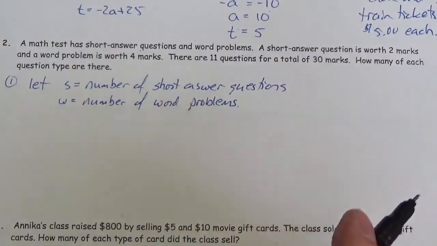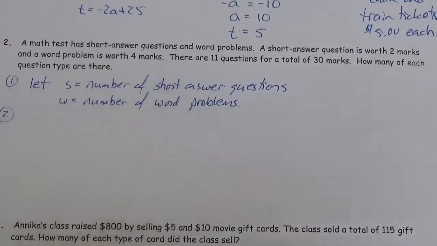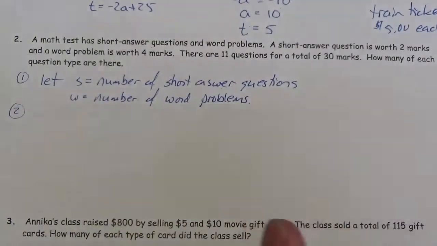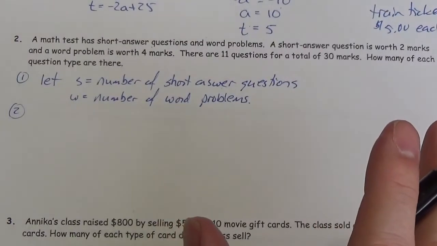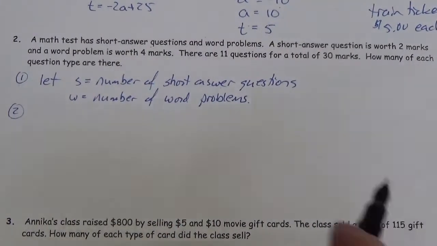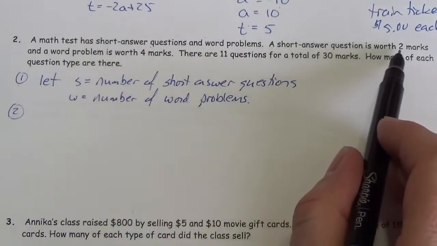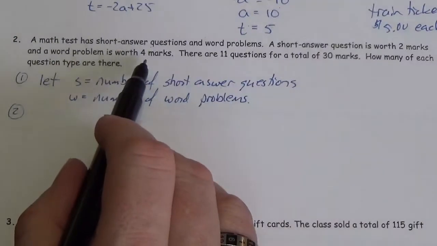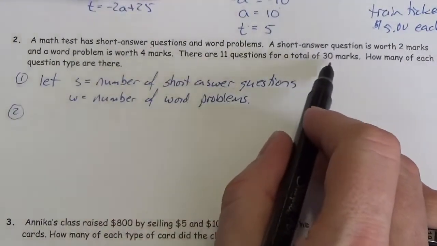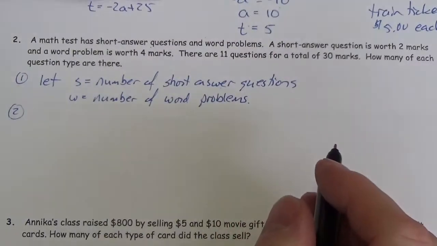Now, in this particular case, when we get to step 2, where we're writing out the system of equations, it's not quite the same as it was in the previous one. Sentences don't exactly translate over, so they're just showing an example of this. What do we read here? A short answer question is worth 2 marks, and a word problem is worth 4 marks. There are 11 questions for a total of 30 marks. So that mark total is over here.